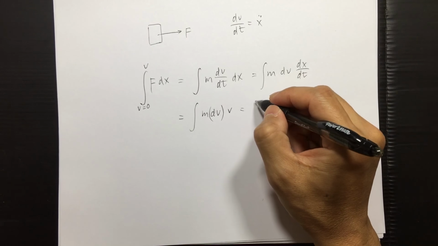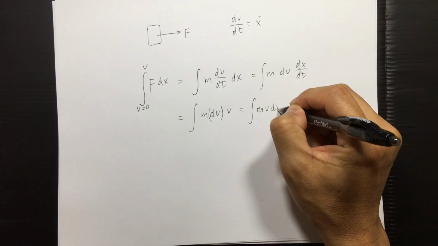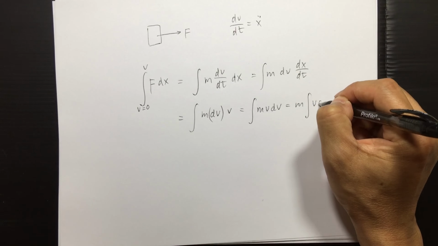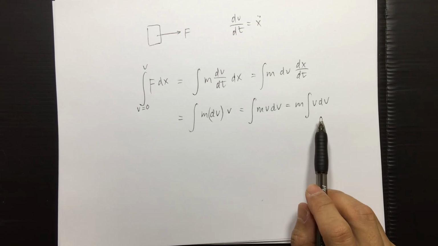Okay, now I'm going to keep going. I'm going to write this. Actually m just comes out. M is a constant. The weight is not changing. What's this? That's this.